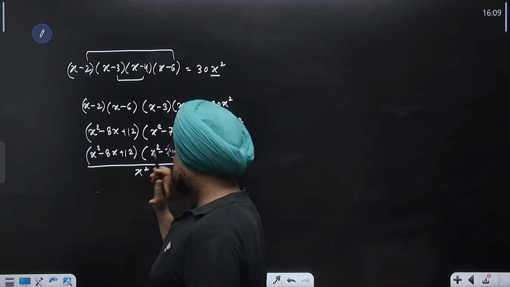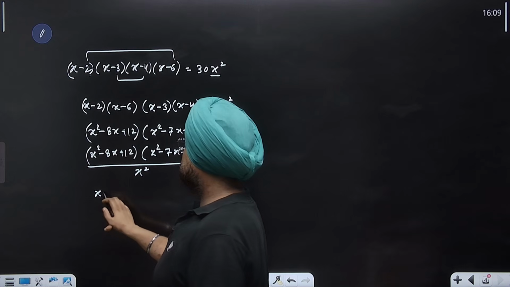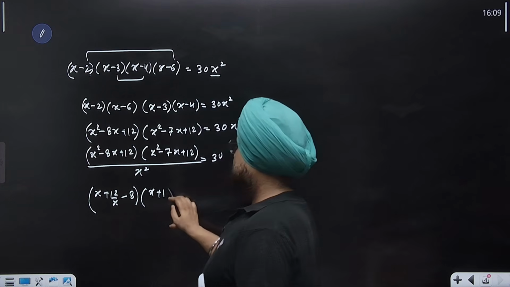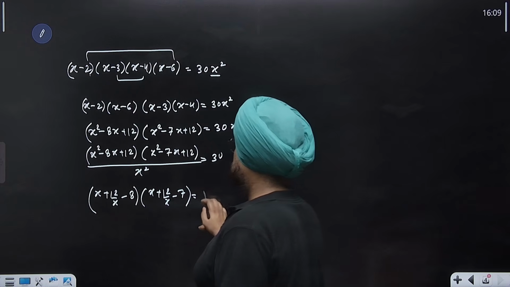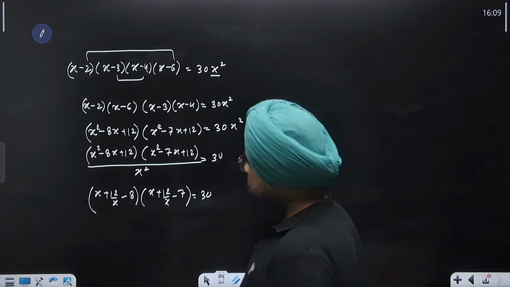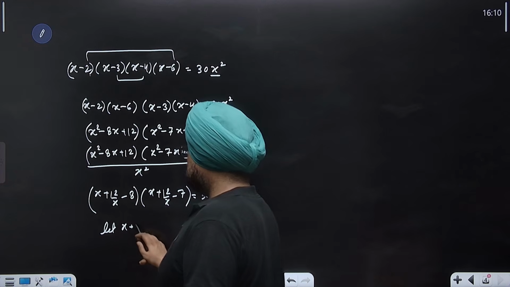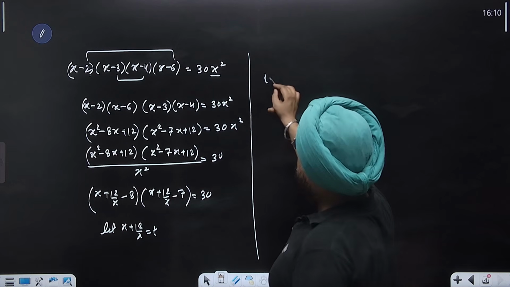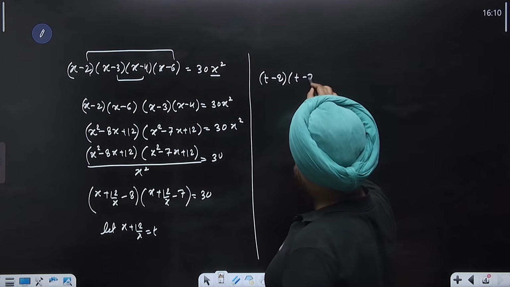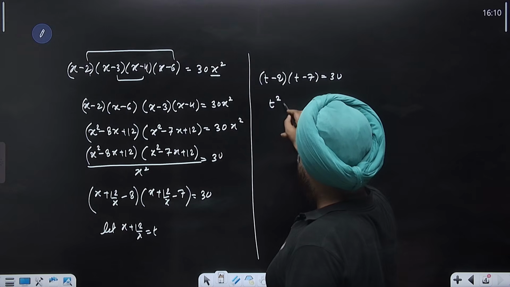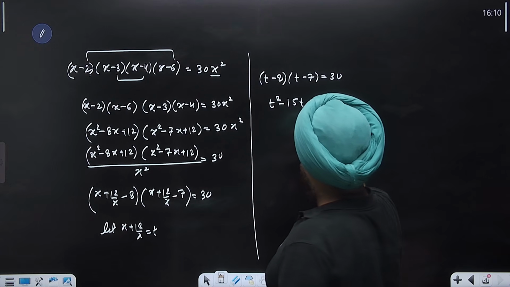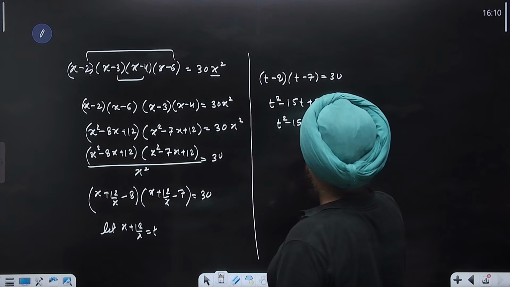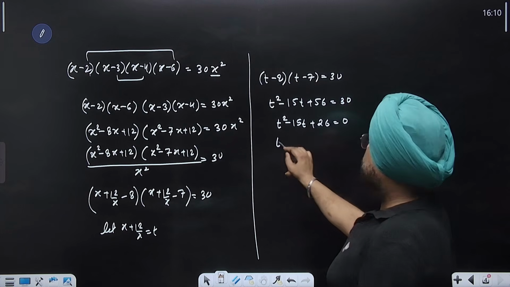Now separating the x square in these two, the equation will become x plus 12 by x minus 8 and x plus 12 by x minus 7. Now let x plus 12 by x be t. So the original equation will become a quadratic in t, which we can solve.